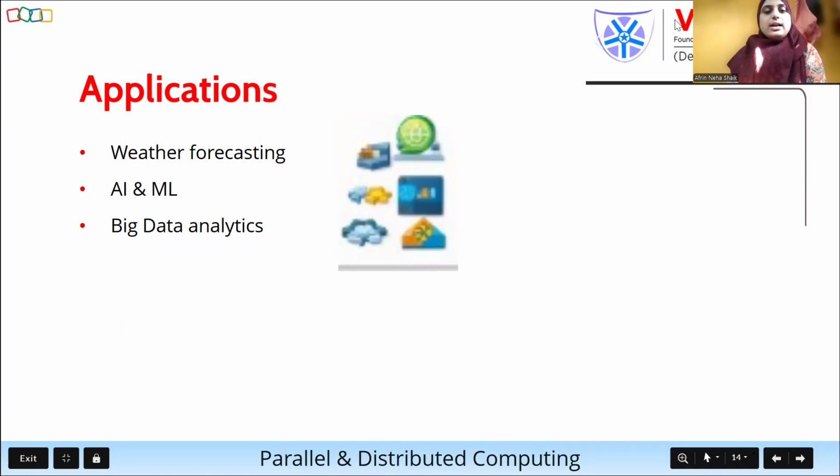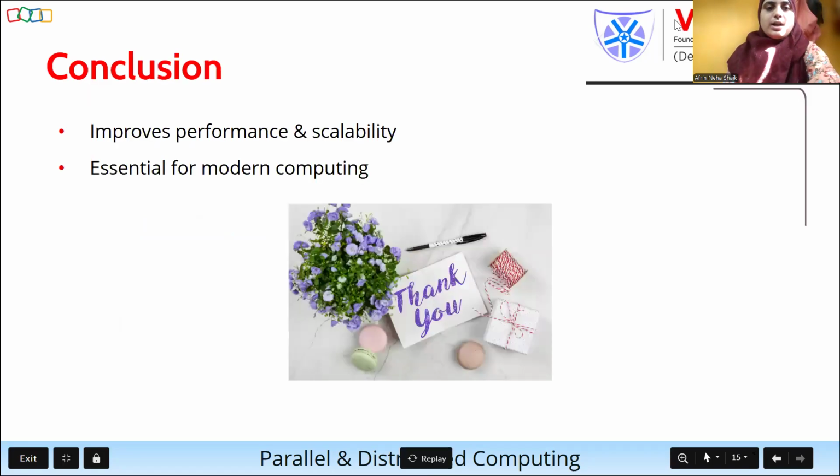For weather forecasting, complex climate models require high-speed parallel processing to analyze large atmospheric data accurately. In scientific research, it is used in simulations like space research, bioinformatics and physics experiments that require high computational power. These applications demand high speed, scalability and efficiency, which parallel and distributed systems provide. Now, coming to the conclusion.